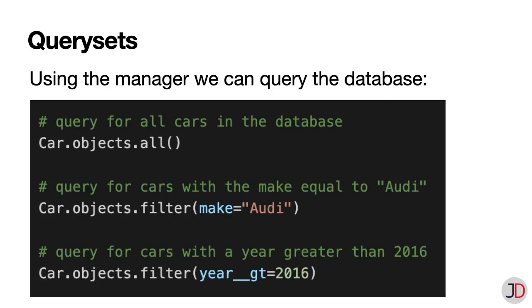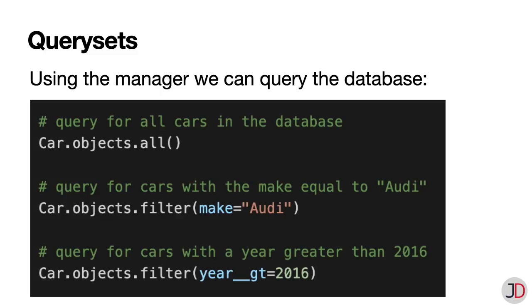So we want to filter it by one of the fields on the Django model, which is in this case the make, and we want to query for where the make equals Audi. And then the last example you can see is where we're querying the year, and here there's a little bit more syntax involved, but it's also relatively simple. We're saying filter where the year double underscore gt, which stands for greater than 2016. And if you wanted to do less than 2016, it would be lt.